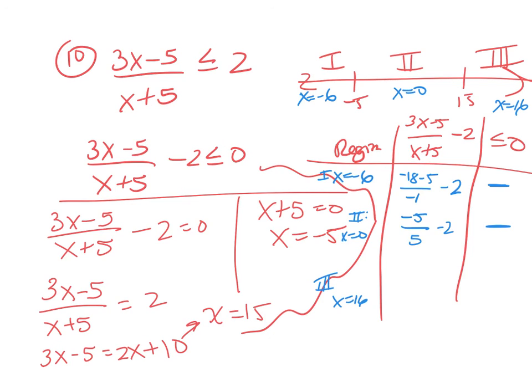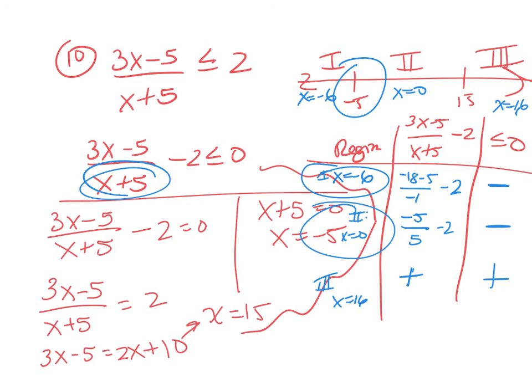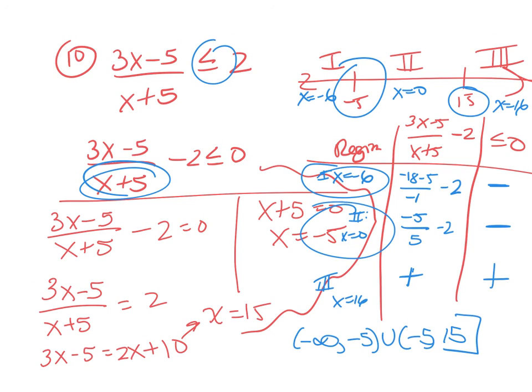So we have 3 times 16 minus 5, over 16 plus 5. That's definitely going to be positive. So we want less than or equal to 0, so region 1 and region 2 win. Only thing is you can't go straight through because at negative 5 it's not defined there. So your answer is negative infinity to negative 5 with negative 5 to 15. Now, do you include 15 or not? Well, it's equal to. So you do.